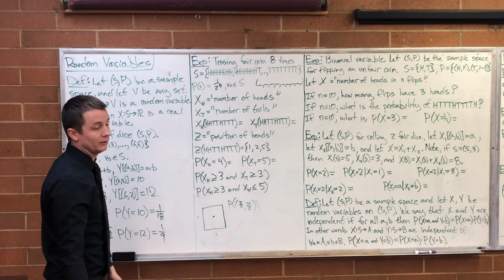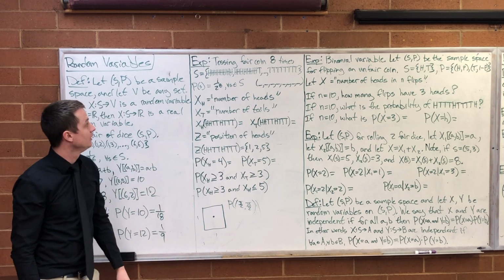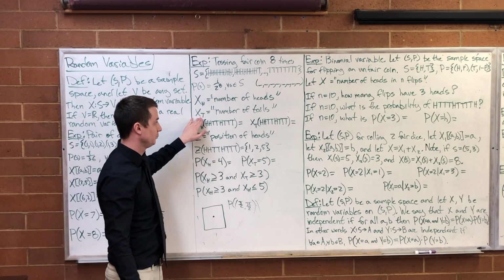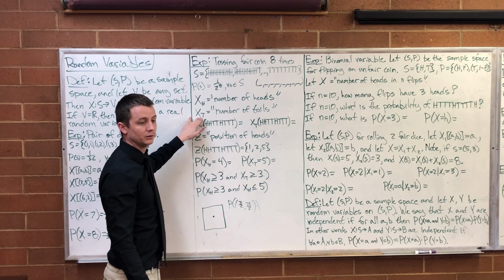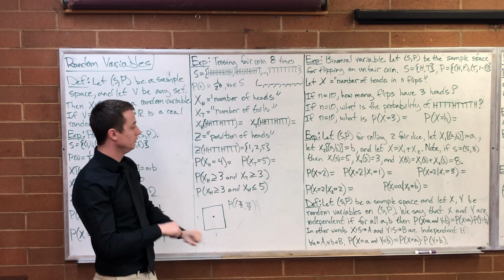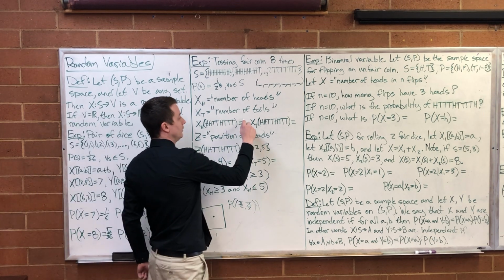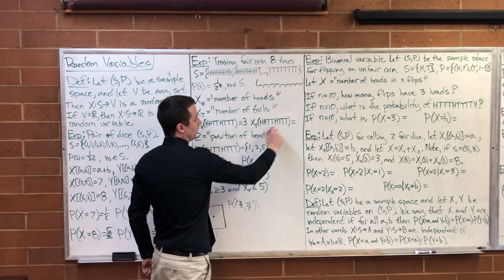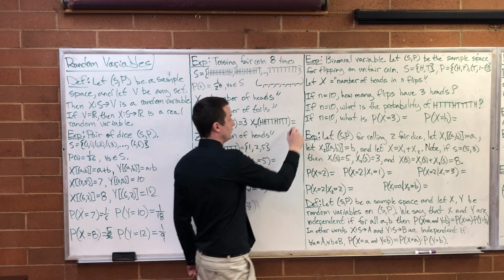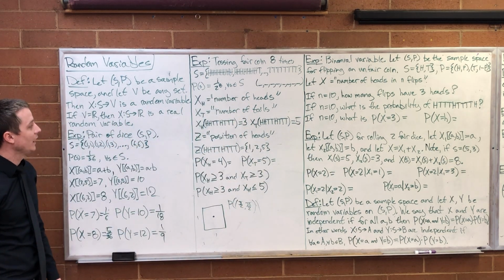So, we're going to create 2 random variables now. One random variable, x sub h, gives me the number of heads in a flip. And another random variable, x sub t, gives me the number of tails in a flip. So, x sub h, when I plug in this string, spits out a what? 3, right? And x sub t, when I plug in the same flip, gives me a what? 5. You sure you counted them all? 5.